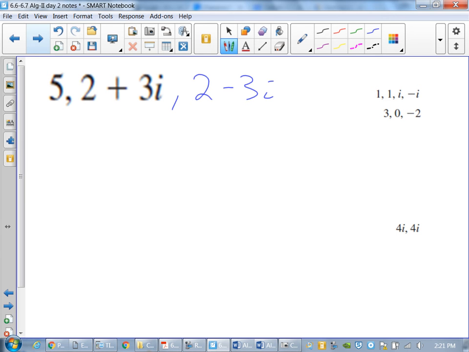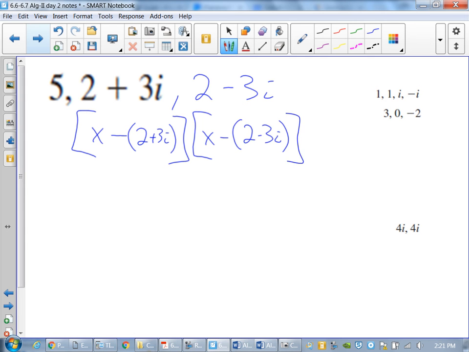I'm going to worry about that at the end because I'm going to show you how to work with these. How do you write out the terms? I'm going to show you guys a long form way that you might be able to pick up on a shortcut rather quickly. Okay? Now, if we do this long form, our zeros are going to be x minus 2 plus 3i. And then the other one would be x minus 2 minus 3i. Everybody okay with that?